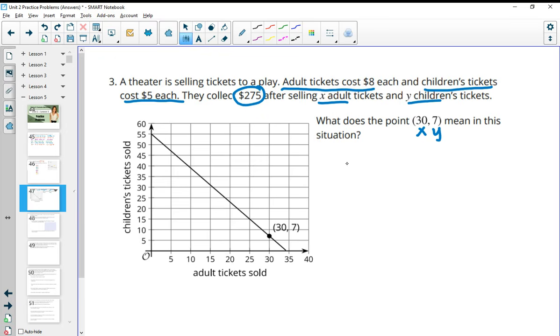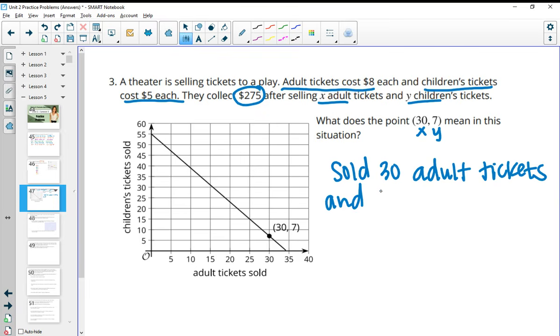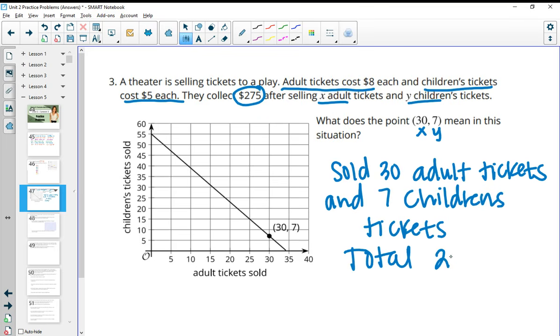So 30 is our X coordinate. So this means that we sold 30 adult tickets. And then 7 is our Y coordinate, which is our children's tickets. So we sold 30 adult tickets and 7 children's tickets. And since it's on that line, we know that that totaled $275.